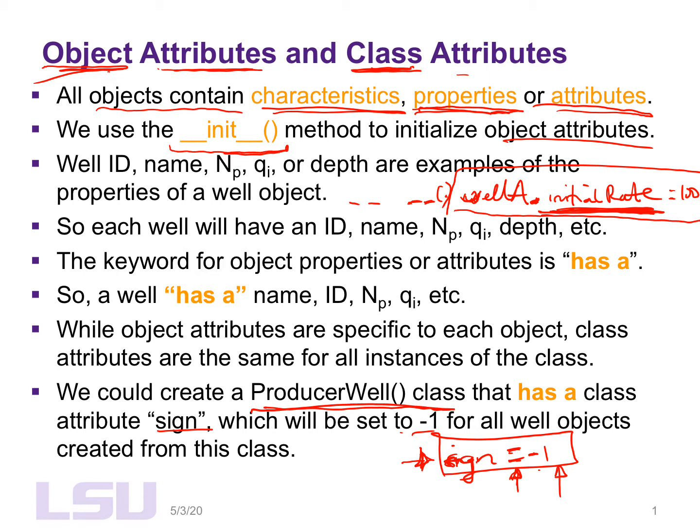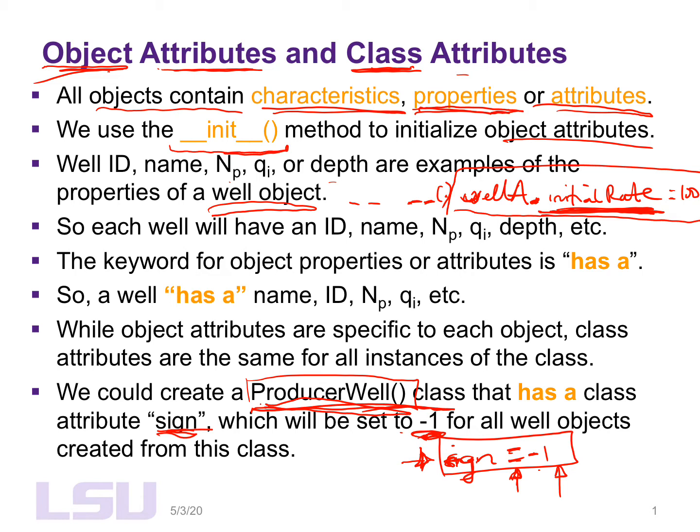So well ID, well name, cumulative production, initial flow rate, depth are examples of properties of a well object, because typically each well is going to have its own unique name. Each well will have its own unique ID. Each well will have its cumulative production, initial rate, and depth. They are all unique to each well object. Whereas again, for comparison, all producer wells can carry a sign of -1, indicating you're producing. So one value for all the different wells you initialize from a producer well class.